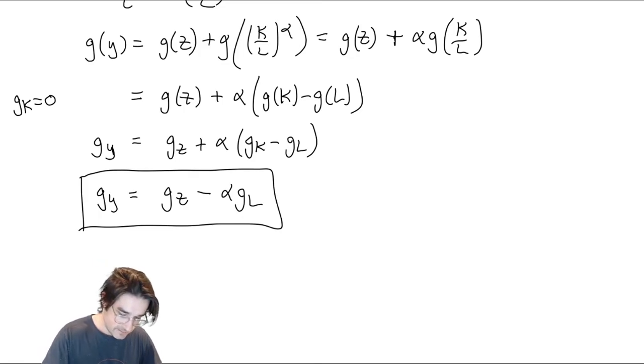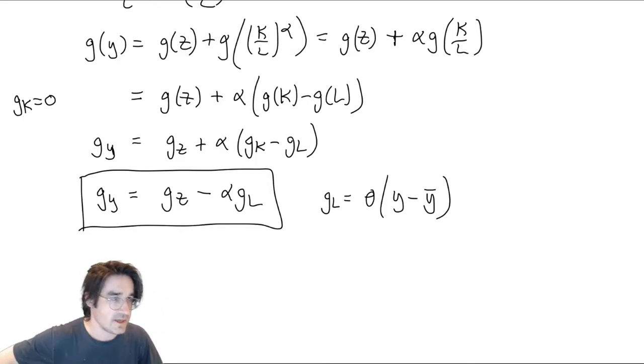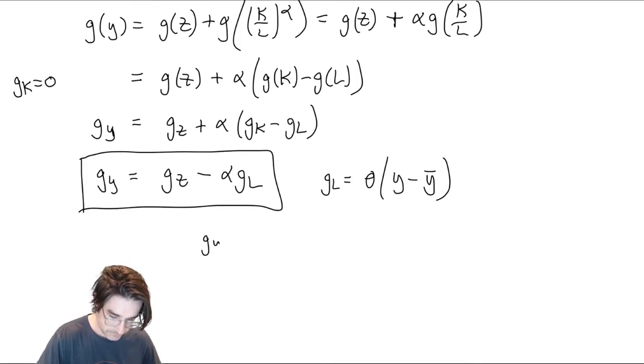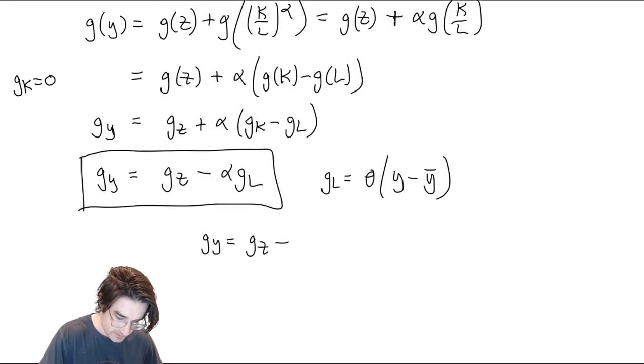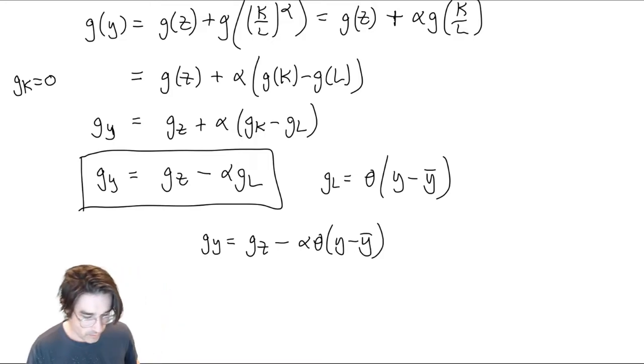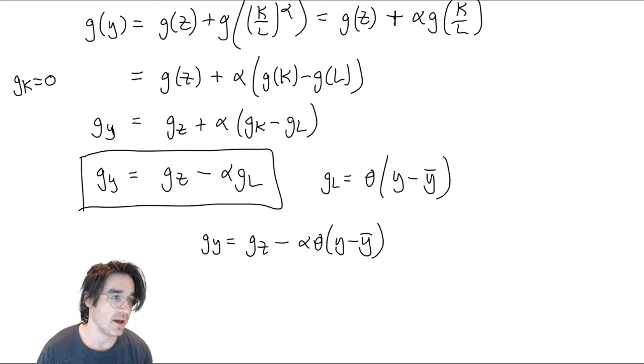This expression encodes a lot of what we know in a nice, simple, linear form. And we know g_l, I'll just rewrite it, is just our demographic equation, theta times (y minus y bar). So in some sense, these two equations are a simpler, more linear way of phrasing the model. You could even combine them: g_y is g_z minus alpha theta (y minus y bar). That is a self-contained equation describing the movement of y. We kind of eliminated L.